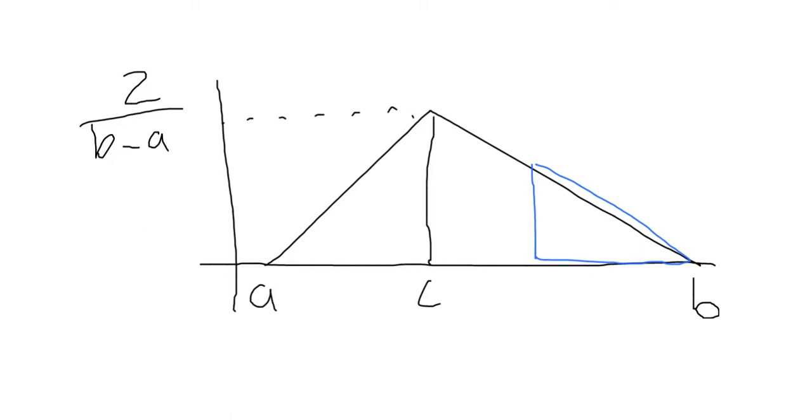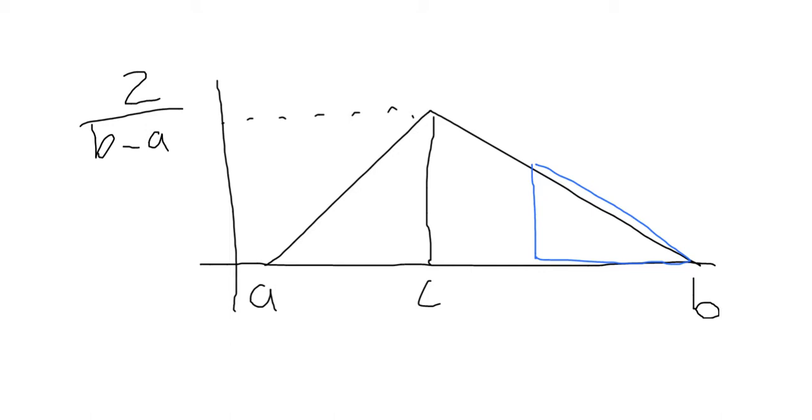Which means that the ratio between C and B and 2 over B minus A, between this length here and this length here, is the same as the ratio between that length there and that length there. Now that makes this actually work out to be a lot easier when we use that fact. I'll show you how that works.